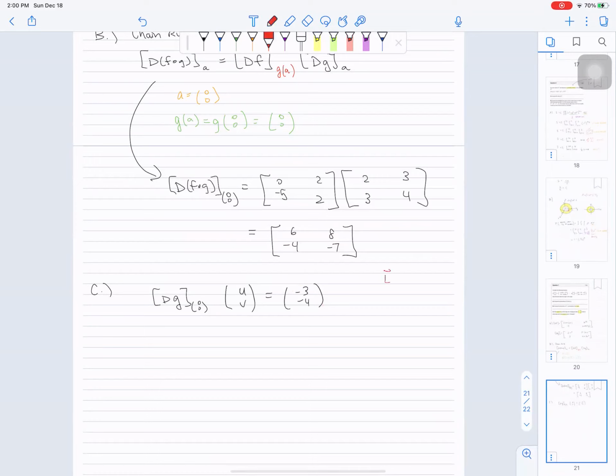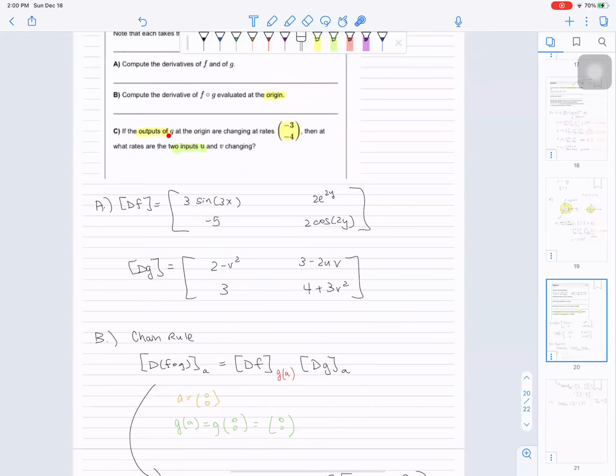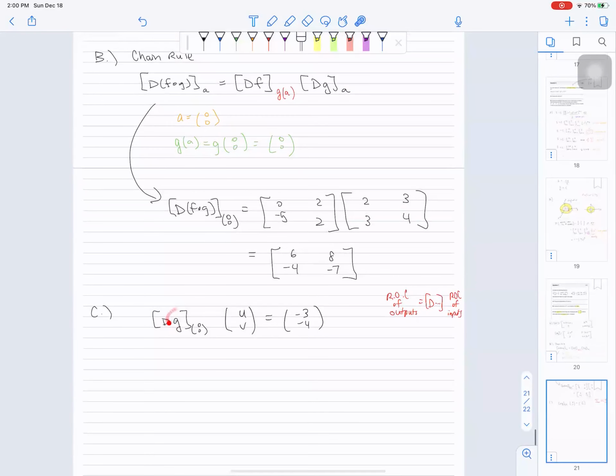Let me write the general formula. Rate of change of outputs equals some derivative of whatever you're doing times rate of change of inputs. Why do I use dg? Well, they tell me that it's outputs of G only. So that's why I'm using derivative of G, not derivative of the composition. And what is the derivative of G at (0,0)? That's this matrix, the 2, 3, 3, 4, times (U, V) equals -3, -4.